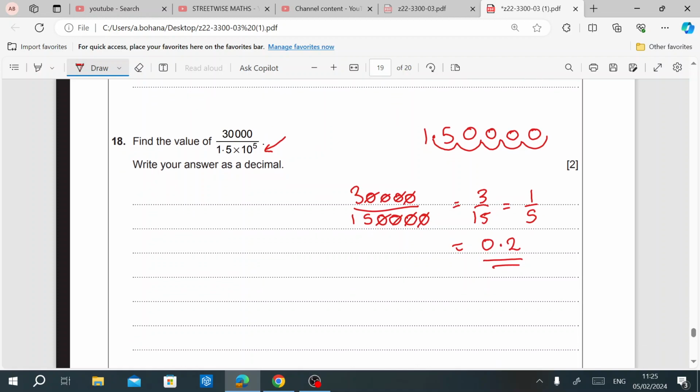Now, if you're not sure about that, think of a shape, split it into fifths. This is one whole. So that's got to be 0.2, 0.2, 0.2, 0.2, 0.2. So 1/5 is 0.2, 2/5 is 0.4, 3/5 is 0.6, 4/5 is 0.8, and so on and so on and so on.